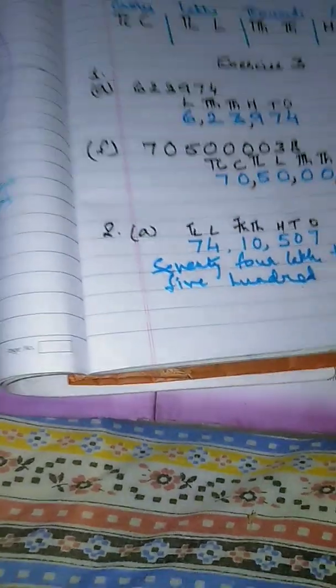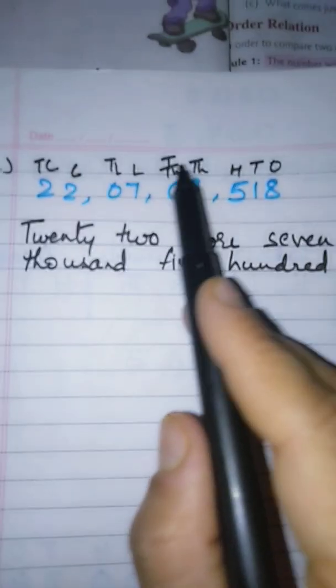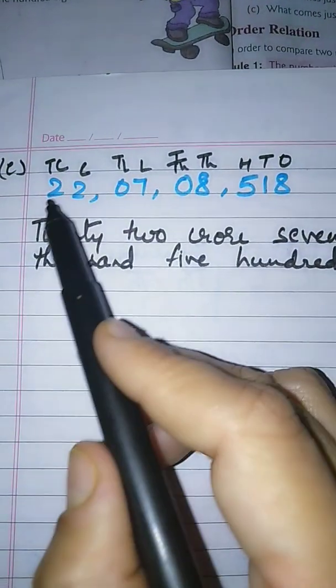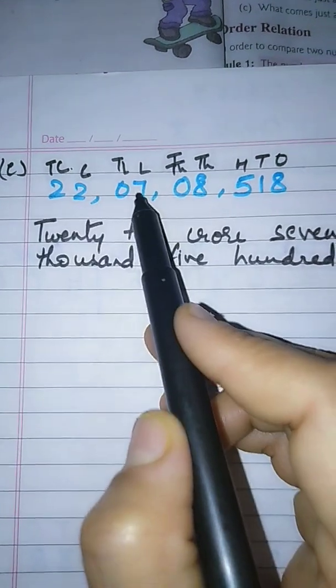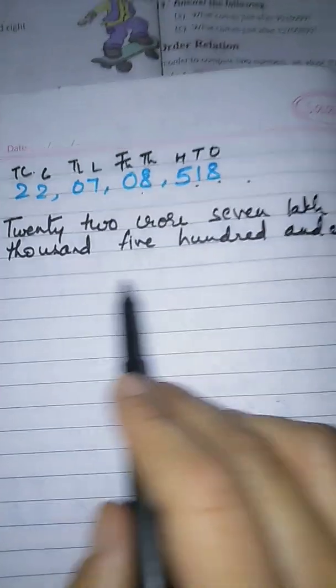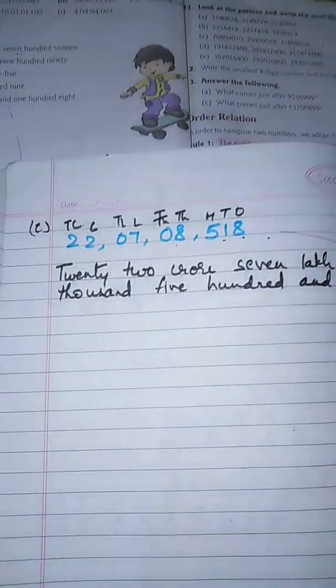Now let me take one more number. Now here I have taken one more number, that is 2207085818. Similarly, first you will write all the place values: ones, tens, hundred, thousand, 10,000, lakh, 10 lakh, crore, 10 crore. Now by writing the place values you can easily name the number, that is 22 crore 7 lakh 85,818. This is how you have to write in your notebooks.